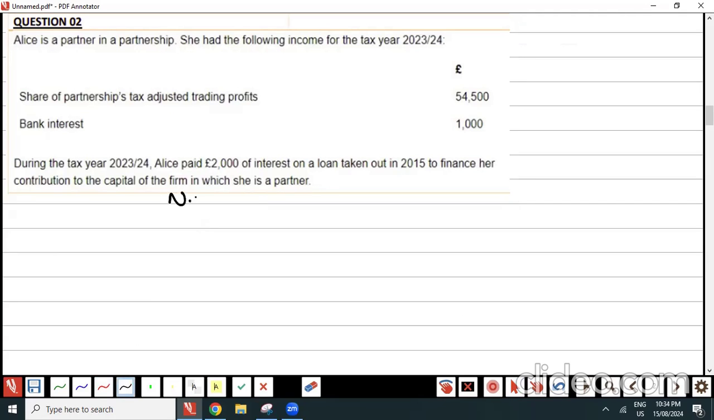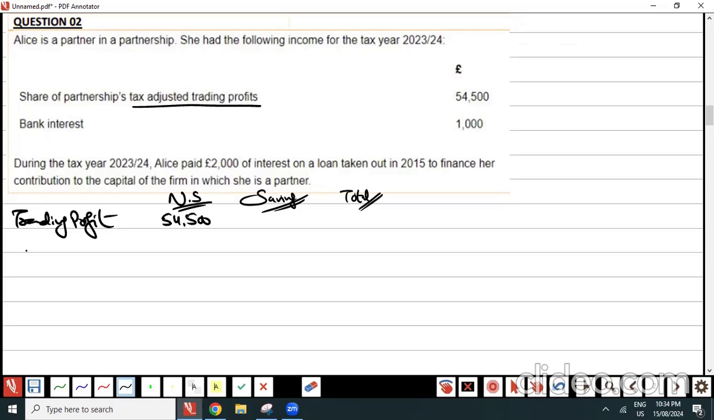How many columns are required? Savings and total. There's no dividend here. Very nice. The first income is tax adjusted trading profit; the trading profit goes in non-savings. Then bank interest goes in savings. No more income?